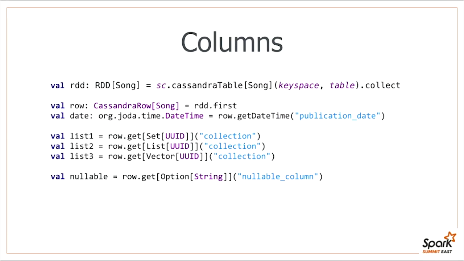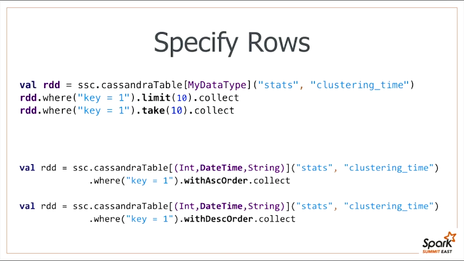Working with columns is very easy too. It's a lot like the common functions you see in Spark itself, so I would just call RDD first. Working with dates is very easy. I personally like to work with the Joda DateTime API, so it converts that very easily. We can convert specific fields to collections and options. If you have a column that might be null, that's perfectly fine. And then we can specify particular rows as well, so I can just call either limit or take.